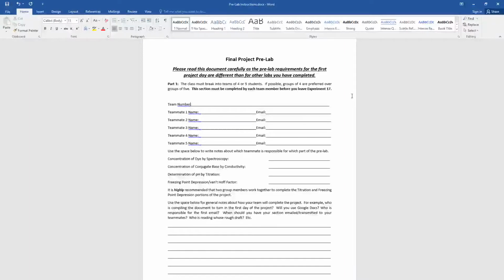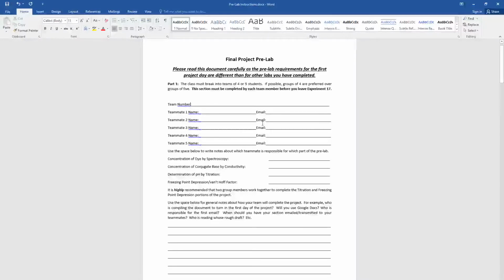The project is broken up into 4 sections where you will find the concentration of a dye by spectroscopy, a concentration of a salt by conductivity, you'll determine pH by titration, and you'll find the freezing point depression of a solution. These solutions will be assigned to you this week while you break up into your groups. After you've broken up into groups, you'll be given about 10 minutes in order to start breaking up the work.